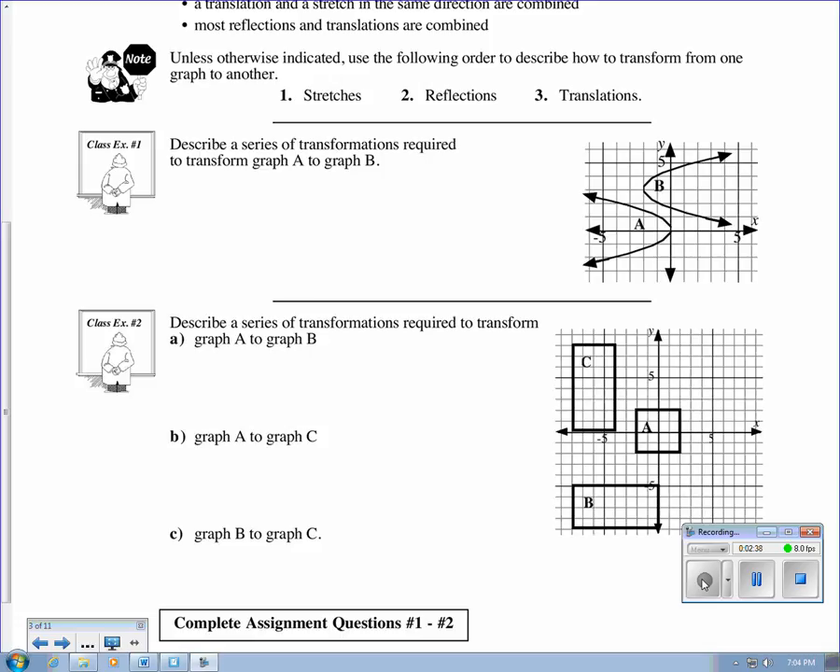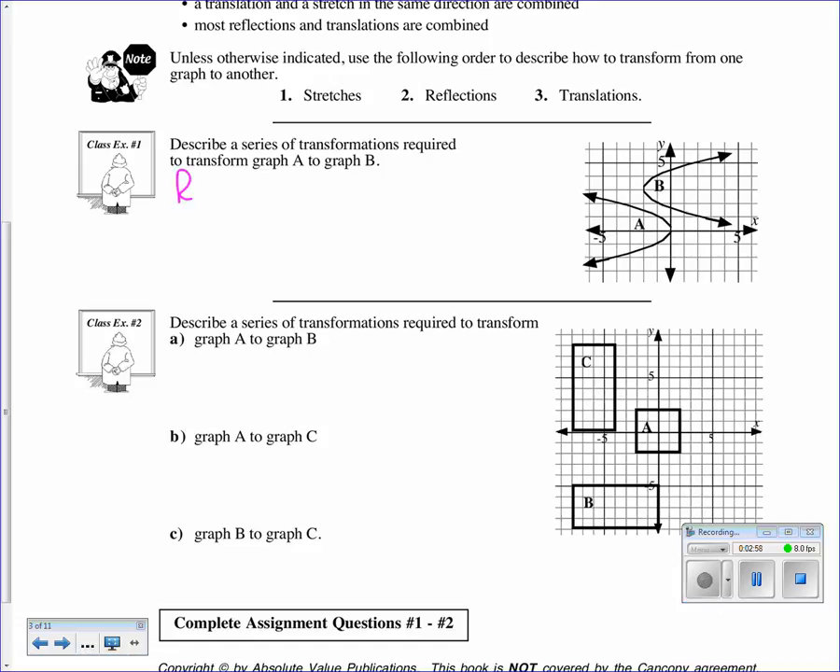So we're remembering that we want to do the SRT method. Is a stretch done on this graph? Is there a horizontal change or a vertical change? Doesn't appear to be so. I do recognize that in going from A to B, there's been a reflection, and that reflection is in the y-axis. Reflection in the y-axis.